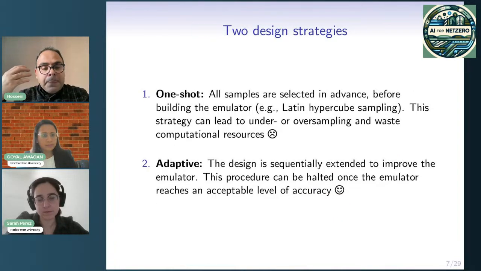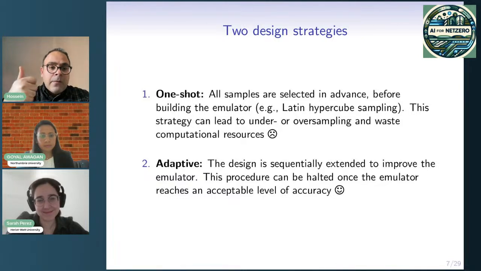In general, there are two design strategies. One strategy is called one shot, where we select all the samples in advance of constructing the emulator. The most famous approach in this regard is called Latin hypercube sampling. I believe many of you are familiar.